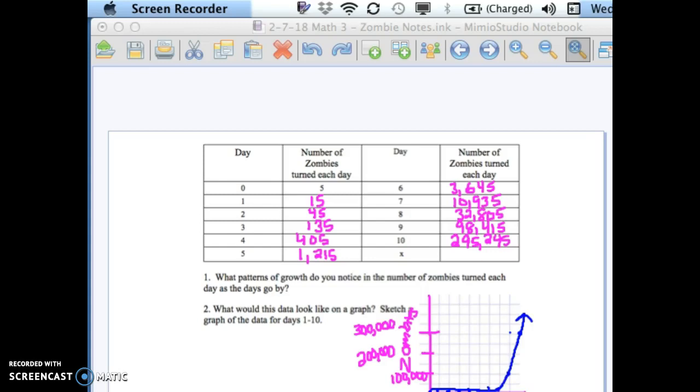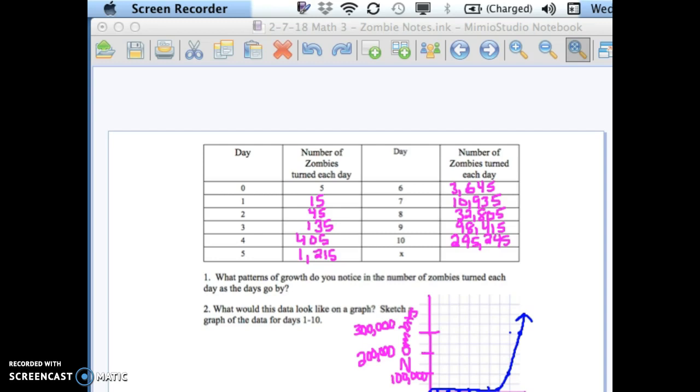All right, so yesterday we started talking about our zombies, and we said that we were going to begin with 5 zombies. Each day they were going to turn 3 people. So we took our 5 and we multiplied by 3, multiplied by 3, multiplied by 3. And so this is what happened.